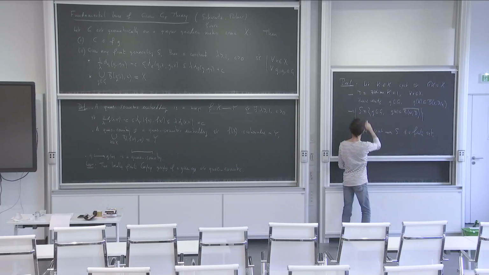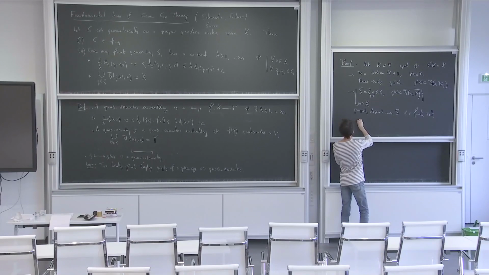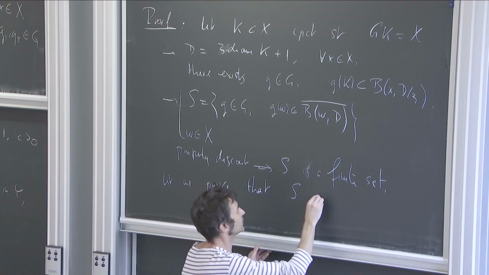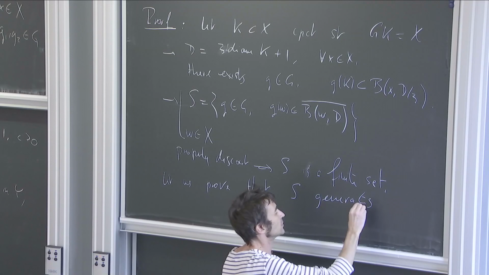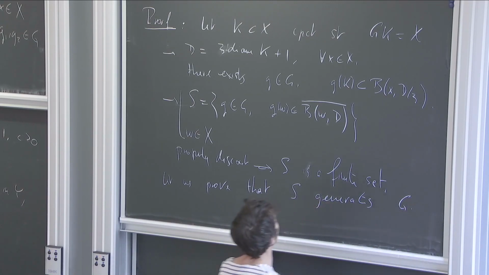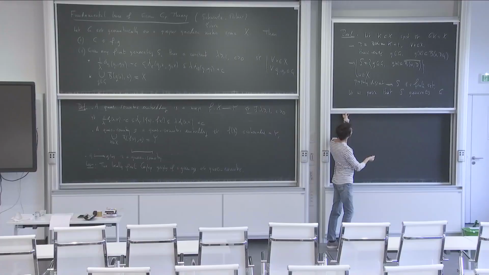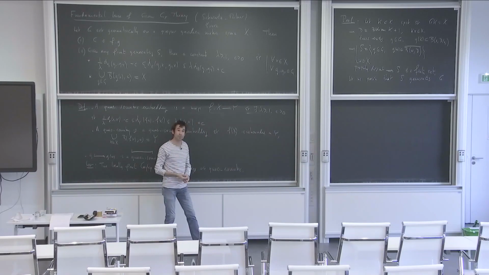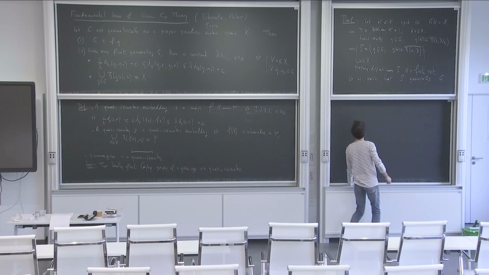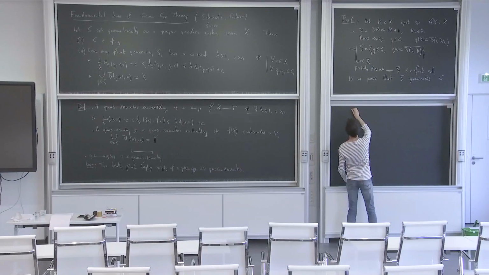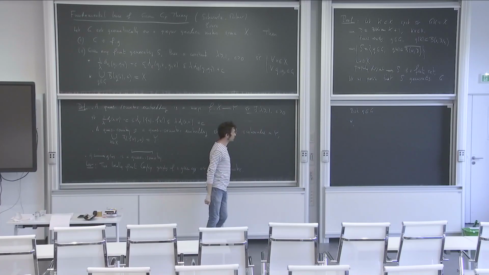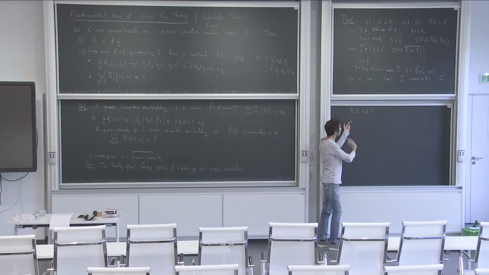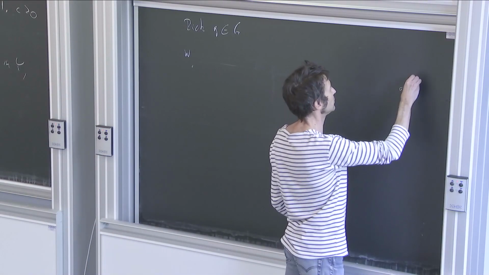Okay, and now what I want to check, let us prove that S generates the whole group. So this means that I have to prove that any element of my group G can be written as a product of elements of my set S. Okay, so for this, I have W here. So I pick G, an element of my group. I look at the image of W by my element, so I get somewhere, G of W.